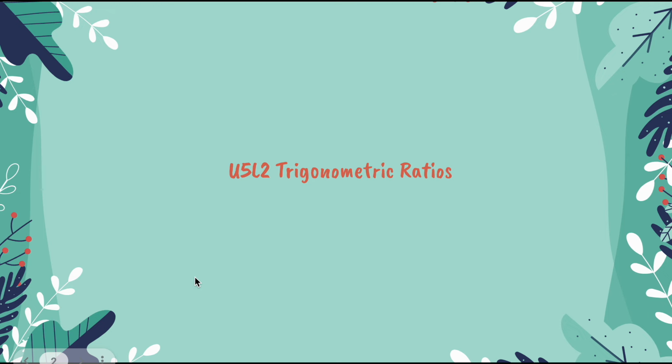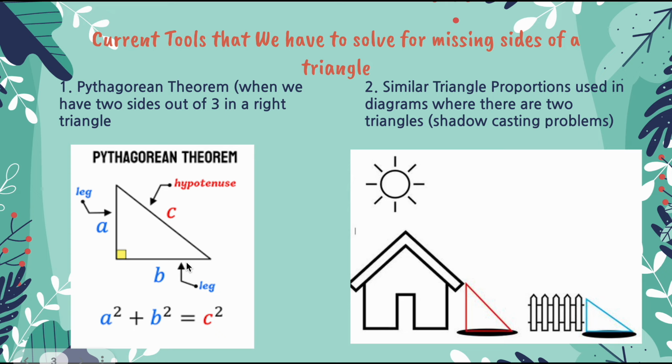In this video, we're going to be learning about some trigonometric ratios. These are the current tools that we have, and all of these things we use to solve for some missing sides of a triangle. The first tool that we have, and we might know from last year, is the Pythagorean theorem. This is used when we have two sides out of the three sides in a right triangle.